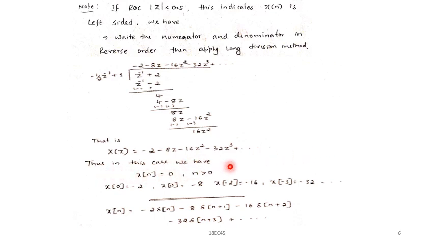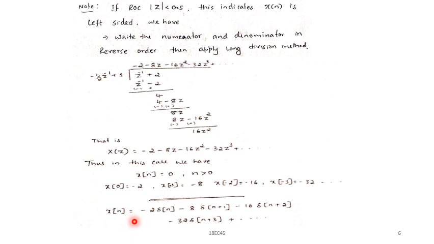By looking at this equation, you can write x of n is equal to 0 for n greater than 0, because there is no negative power of z. Here this one I can take as x of 0, this is x of minus 1, this is x of minus 2, this term is x of minus 3. Therefore x of 0 is equal to minus 2, x of minus 1 is equal to minus 8, x of minus 2 is equal to minus 16, x of minus 3 is equal to minus 32.